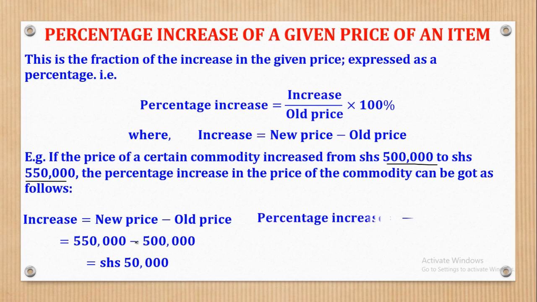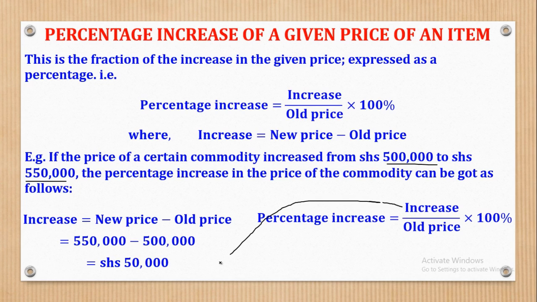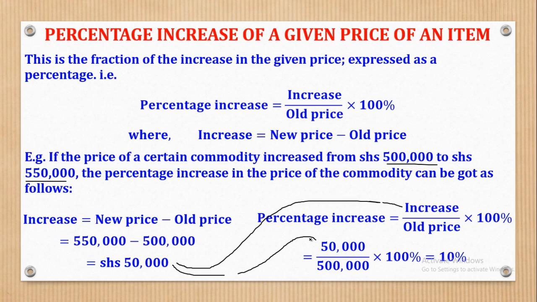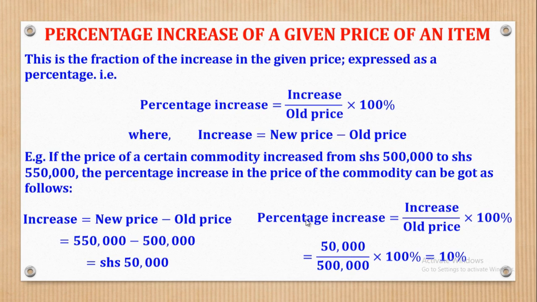After that, we go and get our percentage increase from the formula: percentage increase is equal to increase over old price multiplied by 100. Now the increase is 50,000 shillings, and that is what we put here. Then the old price is 500,000, and that's what we put here. Then multiply by 100%. When we do that, we come up with 10% as our percentage increase. So basically that's how they get the percentage increase of the price of a given commodity.